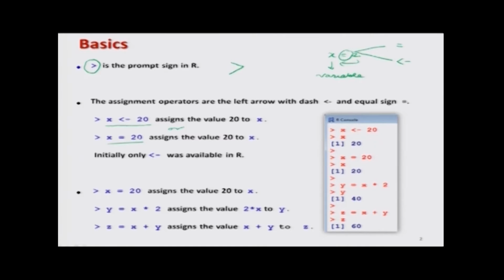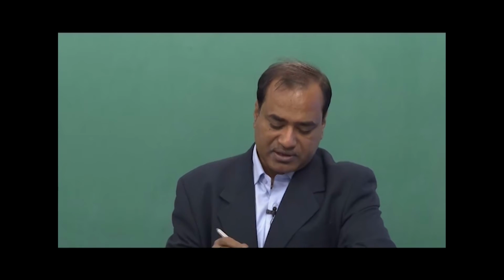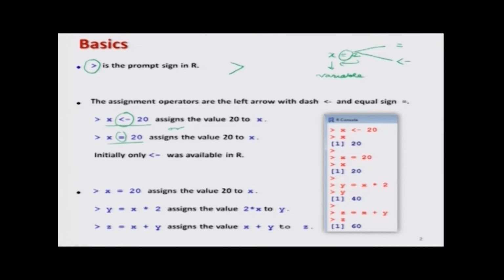Now the question comes out, why are there two symbols for the same job. Actually, when R started, it was developed on the lines of S-Plus, and in S-Plus the assignment operator was this one, less than hyphen. So for some time R also continued with the same sign, but recently in the updated version of R, they replaced this less than hyphen sign with an equality sign. So in the current version of R, you can use any one of them.